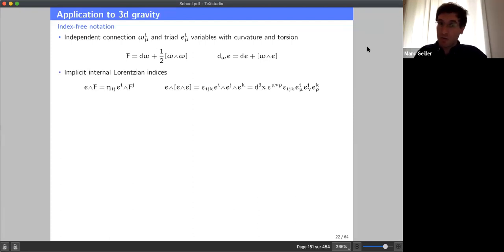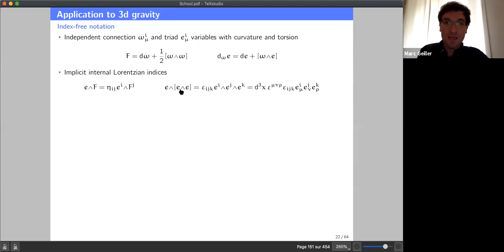Now, in these formulas, we should just remember that there are implicit internal indices everywhere. We'll make them explicit a bit later when we need to compute things explicitly. But you should remember that whenever you have two Lie algebra valued forms, they are implicitly paired with an internal Lorentzian metric. So we will do everything in the Lorentzian case here. And this bracket, which I write in many places, is just the Lie algebra commutator. So we have the wedge product between forms and the Lie algebra commutator between Lie algebra valued forms.